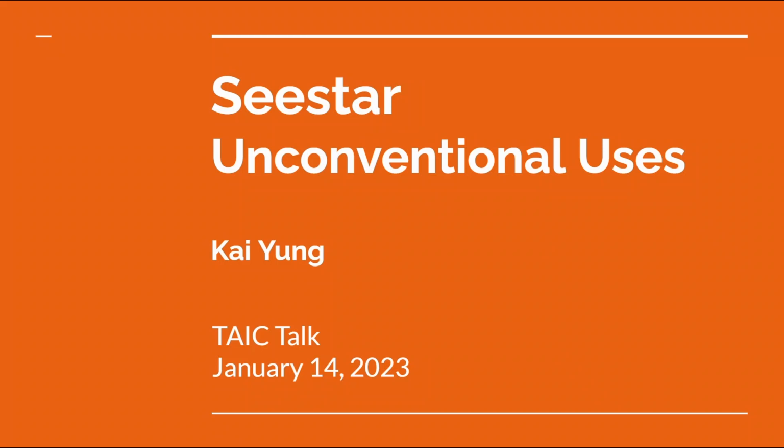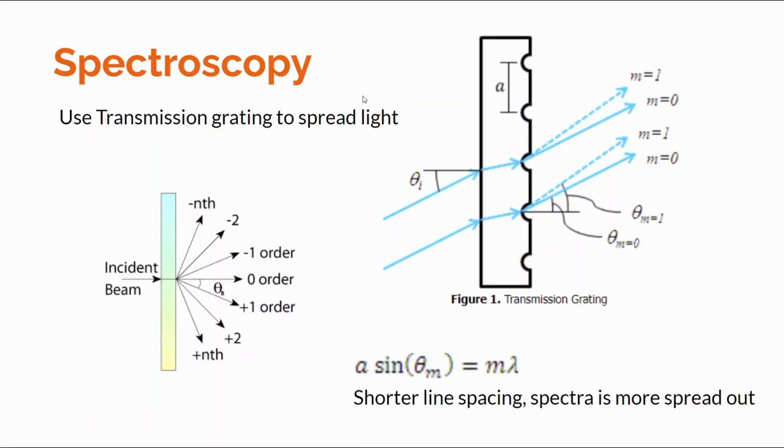Okay, so to continue the rest of the spectroscopy talk, I'm going to start talking about how we capture these spectra. The idea here is that we want to convert the light that we capture from the telescope and spread it out onto a sensor, like spreading out peanut butter on bread.